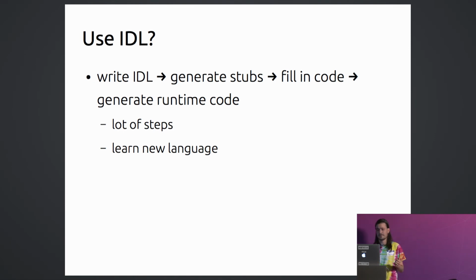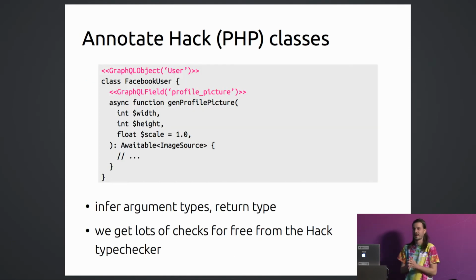So we've been thinking of different ways to bridge the GraphQL and the Hack type system, or the PHP or Hack type system. One idea we're experimenting with now is if we could just take the existing functions that people already have and annotate them using attributes so that they become exposed as GraphQL types. So here we annotate some class so that it is exposed as an object type in GraphQL, and annotate some function so that it is exposed as a GraphQL field.